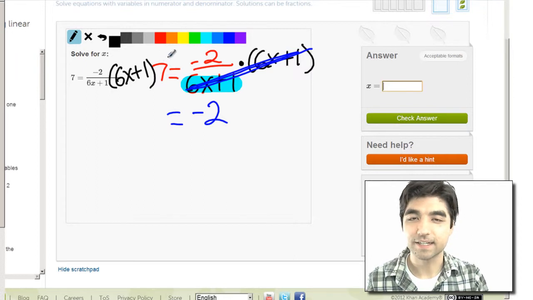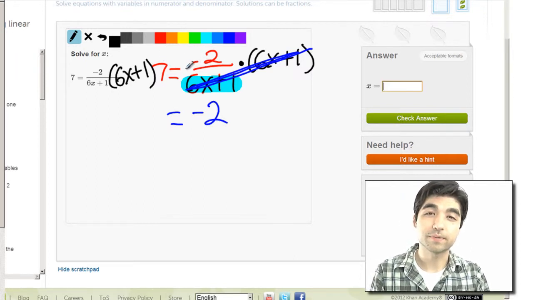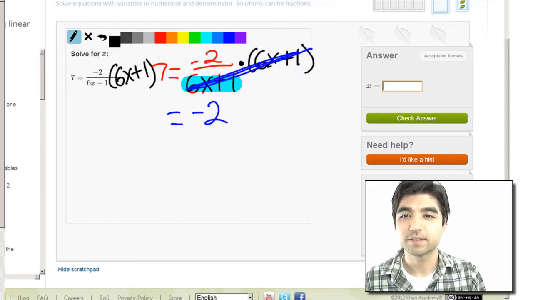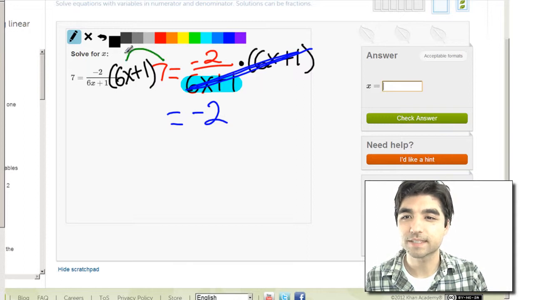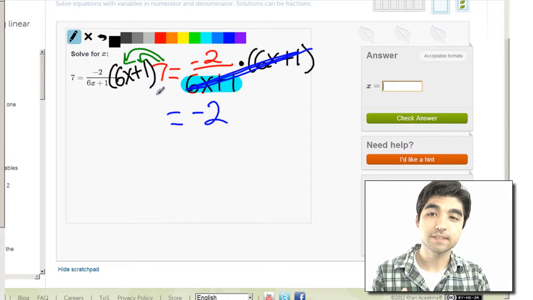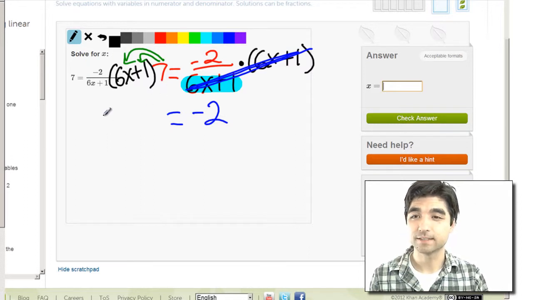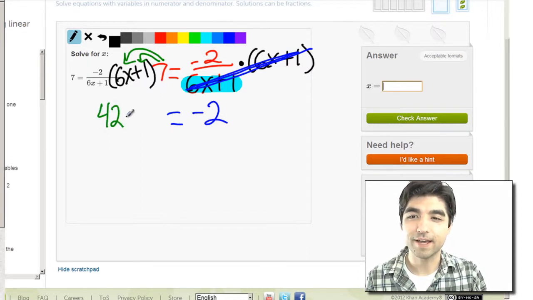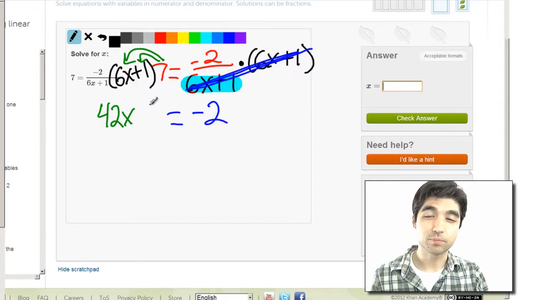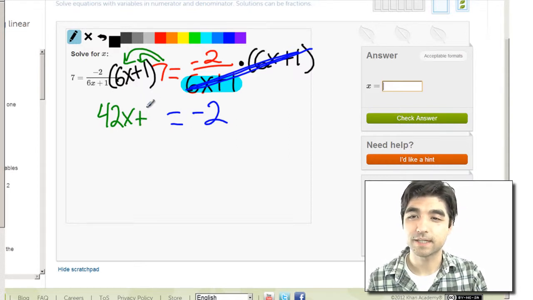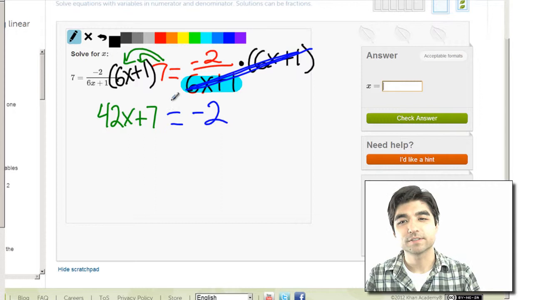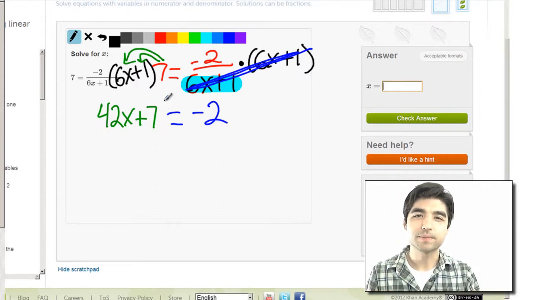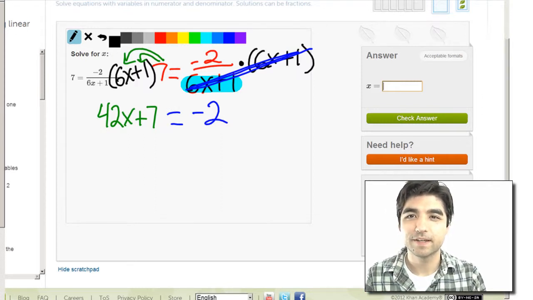And on the left hand side, we have to use that distributive property that we learned in the previous video. So we need to take 7 times 6x and 7 times 1. So 7 times 6x, that is 42x. And 7 times 1, that is plus 7. So now it's starting to look a little bit more manageable, like something that's easy and that we can do.